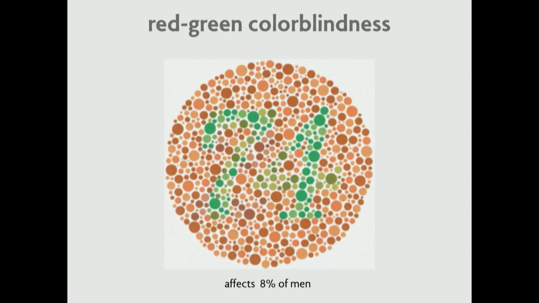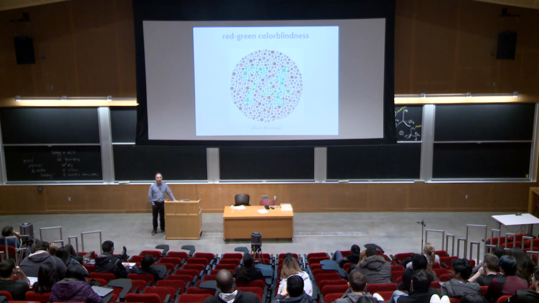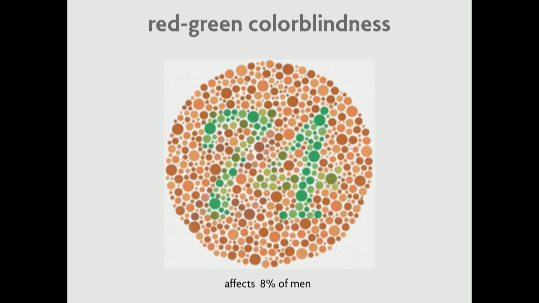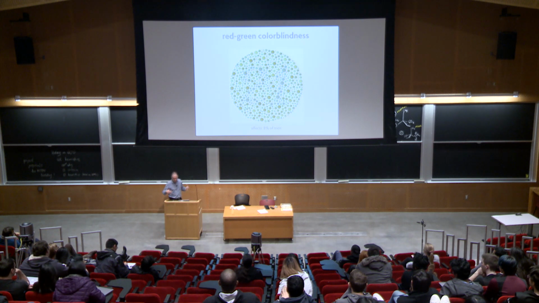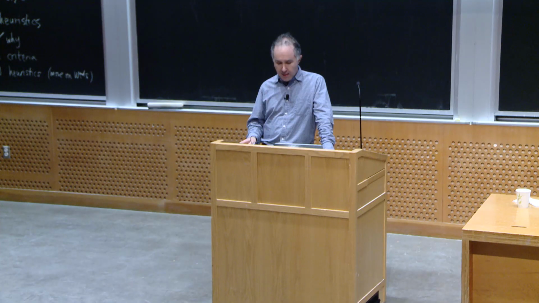Okay, the final category of criteria for usability is, of course, accessibility. So in this room, there are probably 20 men, and a couple of you can't see the number there. A couple of you are seeing this. So some of you saw no difference between those two, and some of you saw the number disappear. And the reason that some of you saw nothing is because you're red-green colorblind. And that's, in fact, just one of many different kinds of colorblindness that exist.